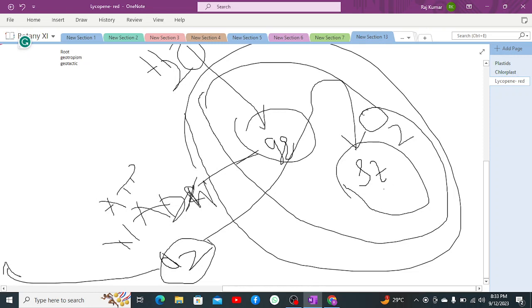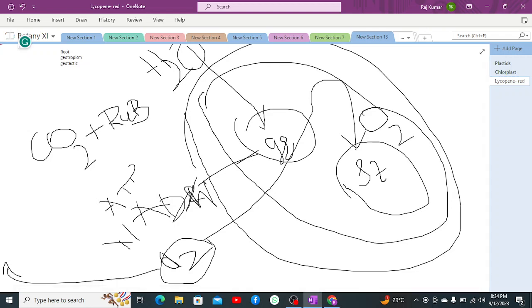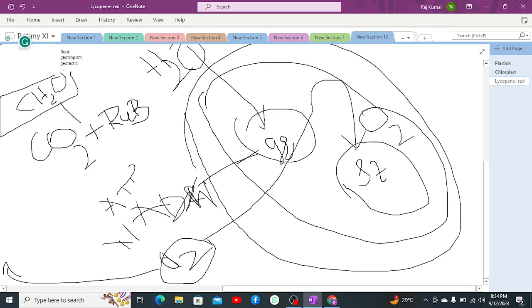So during the dark reaction, what will happen? There will be the fixation of carbon dioxide using the enzyme Rubisco, by fixing carbon dioxide with ribulose bisphosphate. Rubisco, ribulose bisphosphate carboxylase oxygenase, causes the fixation of carbon dioxide, after which the cycle goes on in a cyclic manner, due to which the final product obtained is CH2O. This is the empirical formula of carbohydrate, which means glucose is produced.